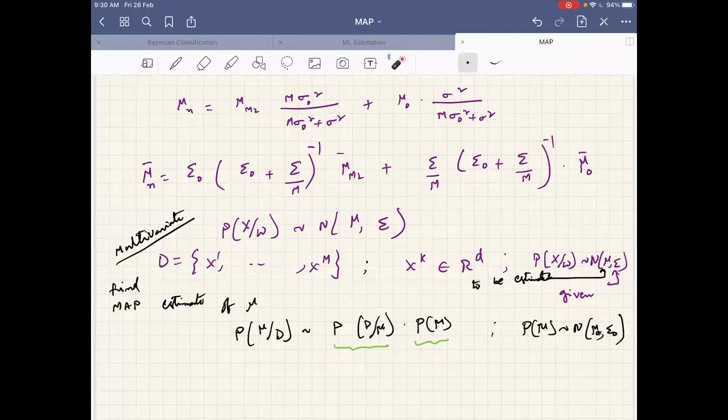After expansion, I will write everything gathering the terms corresponding to mu. Similar to what I have done earlier, I will try to group the terms which are related with mu.